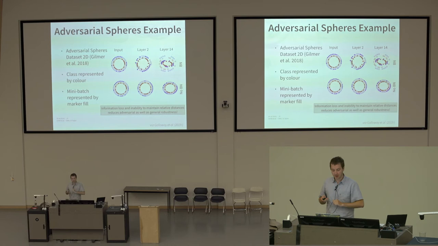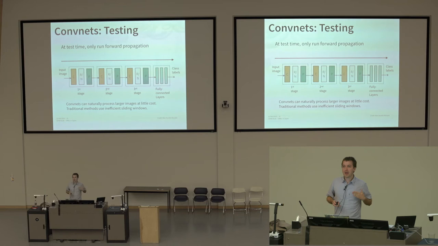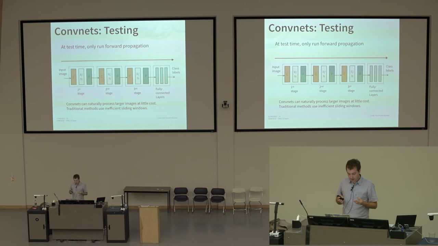All right, so that's training. At test time, we just have to run forward propagation through the CNN. The one interesting property of CNNs is that they can naturally process larger images at little cost by just reusing computation. So it makes them a much more effective method for larger images than traditional methods that have used sliding windows.